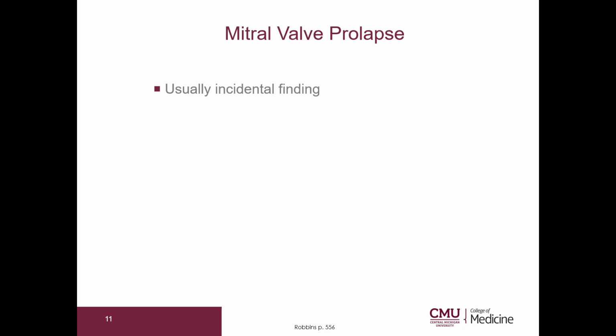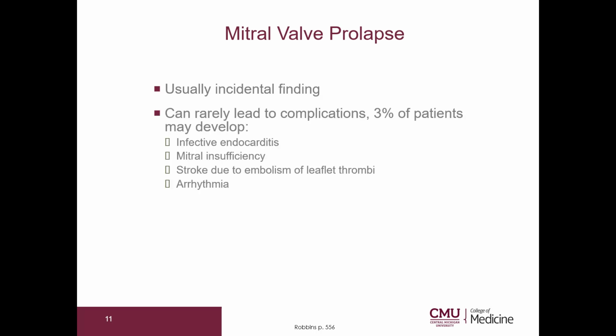This is usually an incidental finding, which means it's something you find when you happen to be looking for something else or at another structure. It can rarely lead to complications. Approximately 3% of patients may develop infective endocarditis, mitral insufficiency, stroke due to embolism of leaflet thrombi, or arrhythmia.